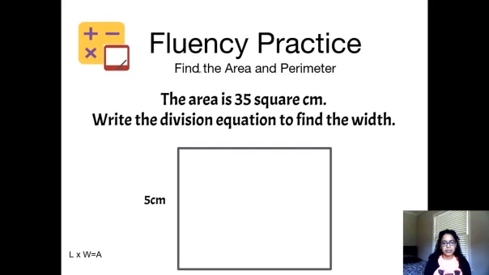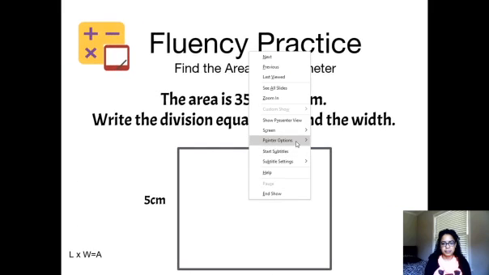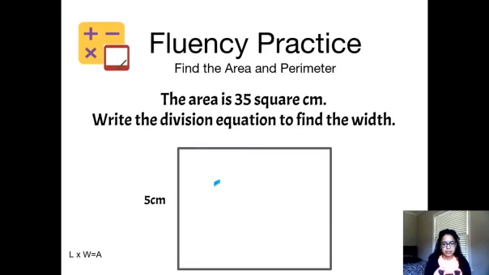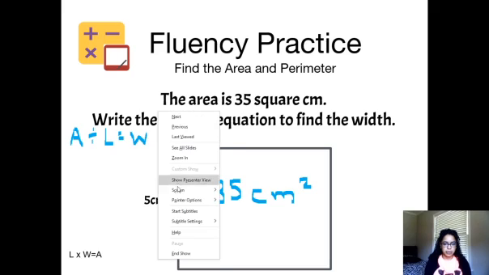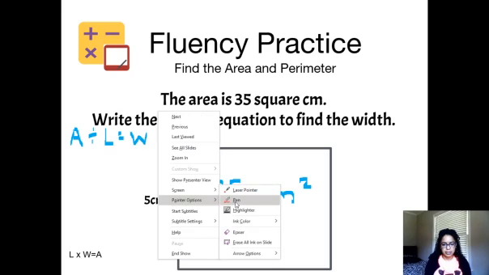Alright, the area is 35 square centimeters. So 35 centimeters squared. Make that look more like a C. Alright, and we're going to write our division sentence. We have our area. We have our length. And we're solving for our width. So let's go ahead and switch back to the pen.